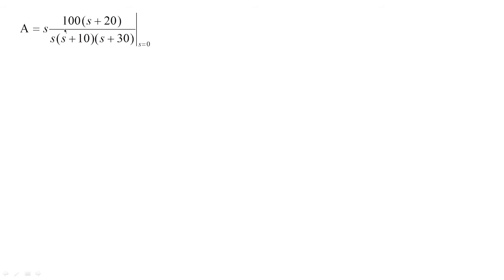So for A, I have to multiply the main equation with S and I have to equate S equal to 0. With this, the S term goes off and I'll be left over with 100 multiplied with S plus 20 divided by S plus 10 into S plus 30, and substituting S is equal to 0, I'm going to get 100 into 20 divided by 10 into 30. Here we have substituted S is equal to 0. With this, we are going to obtain the value of A, which is equivalent to 20 by 3. I hope you are well acquainted with the partial fractions.